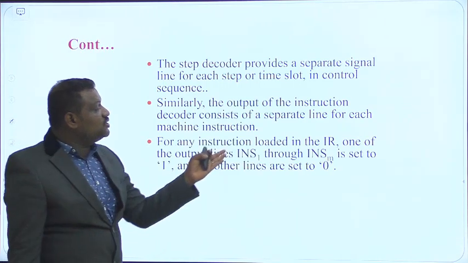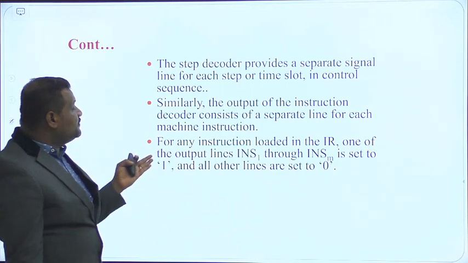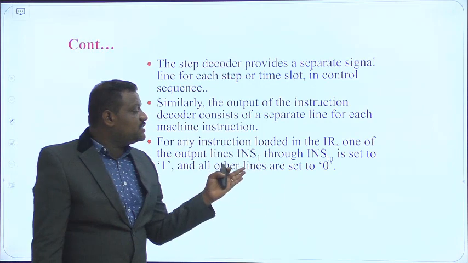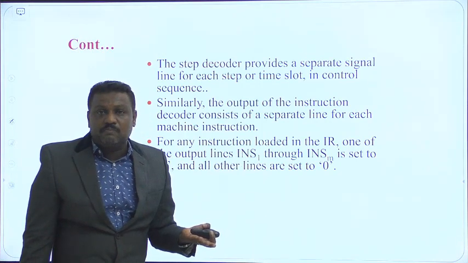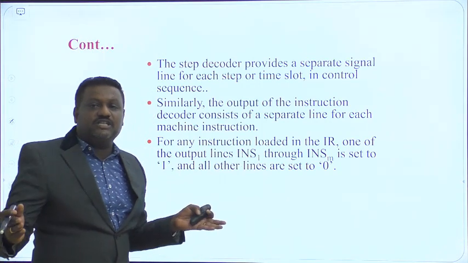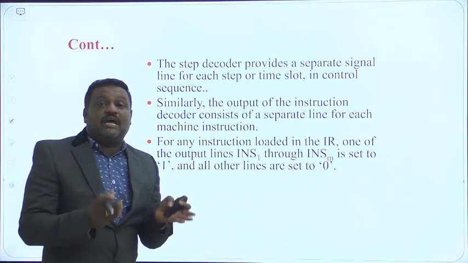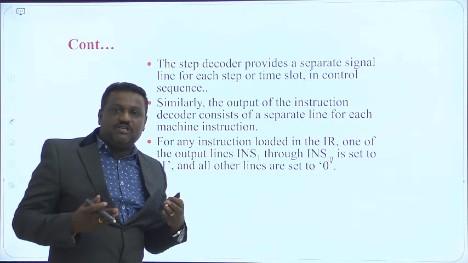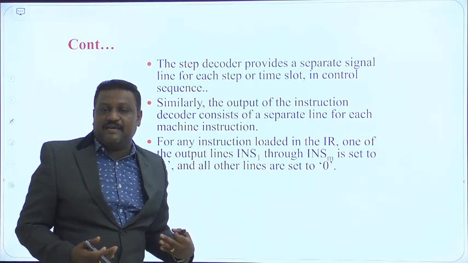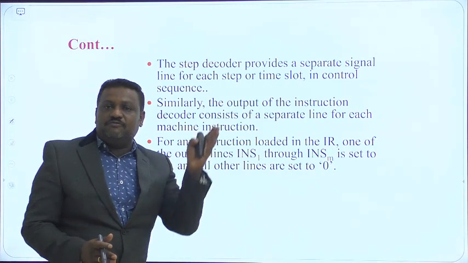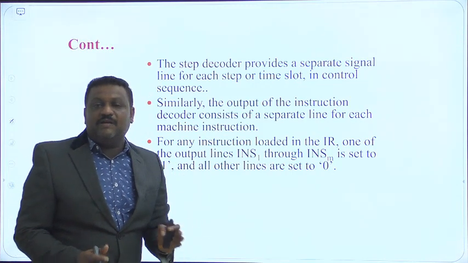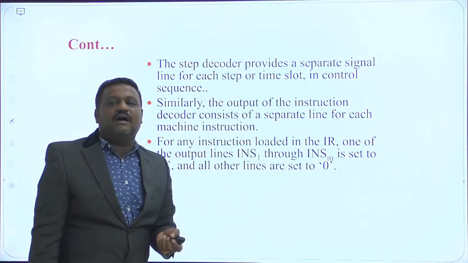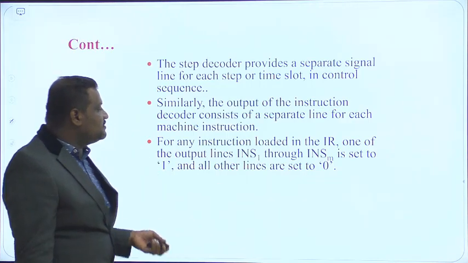Next, for any instruction loaded in the instruction register IR, one of the output lines INS1 through INSM is set to 1 and all other lines are set to 0. Absolutely, it is true, because in every instruction execution I have different stages. That means in every instruction execution I must execute a set of machine instructions, which I was representing with INS1, INS2 and so on, INSM. At any time instant, only one machine instruction signal, INS signal, is set to 1 and the rest are set to 0. That's the meaning of this.